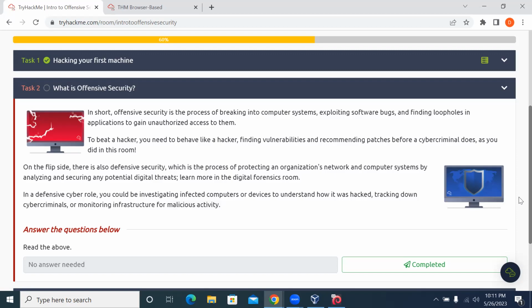So on the flip side, there is also defensive security, which is the process of protecting an organization's network and computer systems by analyzing and securing any potential digital threats. So you can learn more about that in the digital forensic room. So in a defensive cyber role, you could be investigating infected computers or devices to understand how it was hacked. Those of us that are investigators, this is what we always do, right?